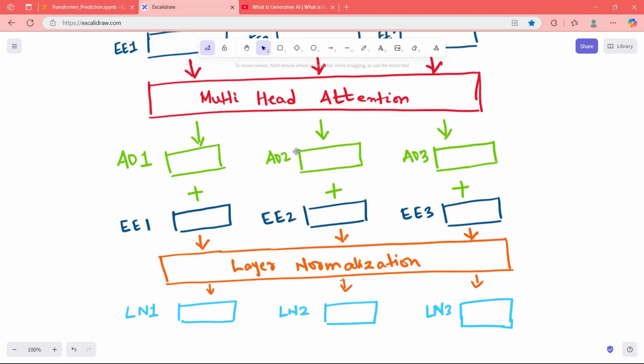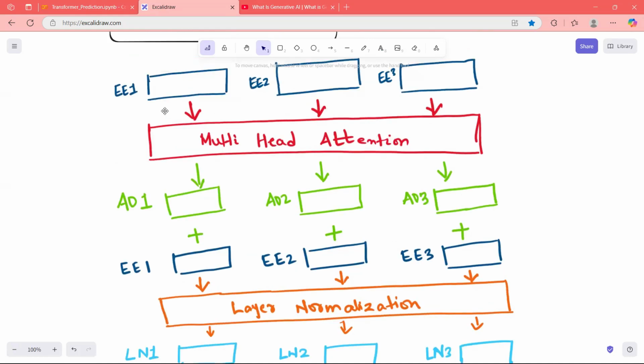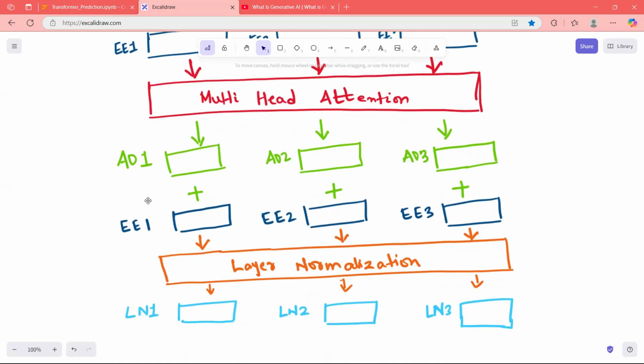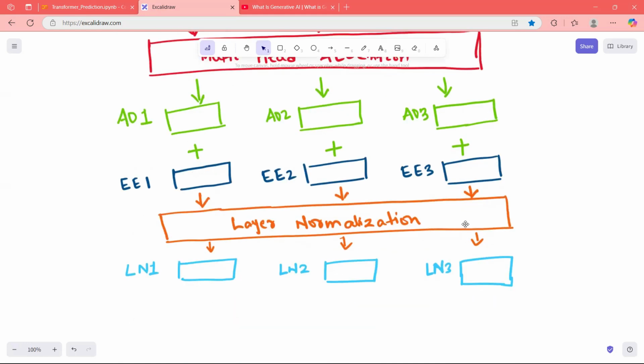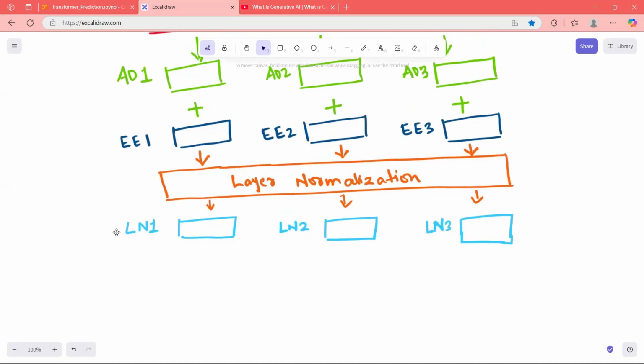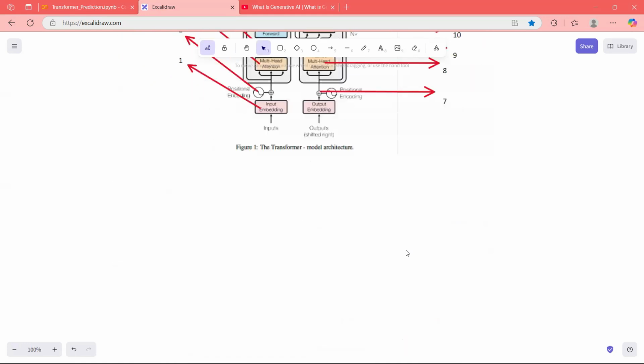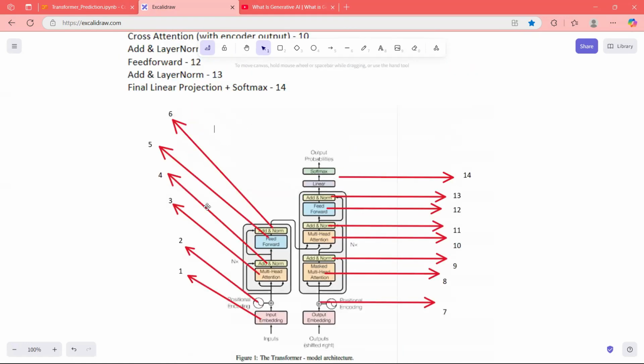Attention output 1, attention output 2, attention output 3 is getting added to the original enhanced embedding. And both these sums are passing through a layer normalization, and we are getting layer normalization 1 output, layer normalization 2, layer normalization 3. So our step 3 and step 4 is done. So we are here now. Okay, we are here. And then we need to move to step 5 and step 6.